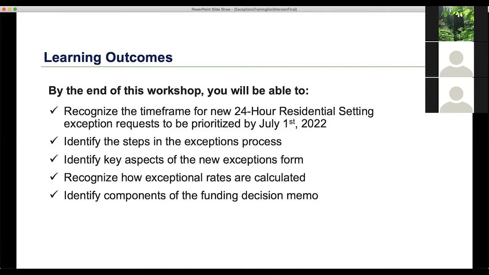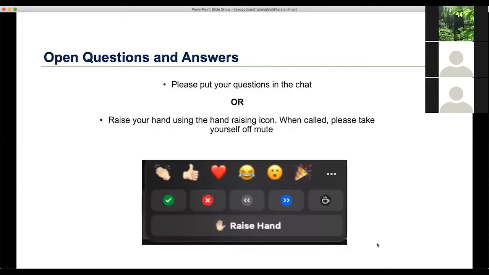So just a quick review, we talked about the time frame for exceptions to be prioritized by the July 1st date. We identified the steps in the exceptions process, key aspects of the new exceptions form, how exceptional rates are calculated, and then we identified some components of the funding decision memo. So keeping that in mind, we're going to move to the question and answer session.